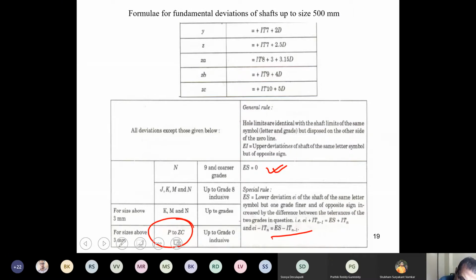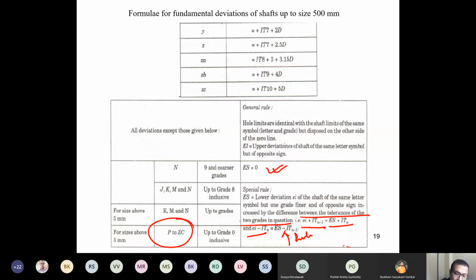For this special rule, lower deviation, you have the shaft of the same letter symbol, but one grade finer and of opposite side, increased by the difference between the tolerances of the two grades in question. So this is EI = ES + IT N minus IT N minus 1. So basically what happens is, whatever you are given, your shaft will be one grade lower. Oh, sorry, your hole, this is hole. Your hole is one grade lower. Okay.